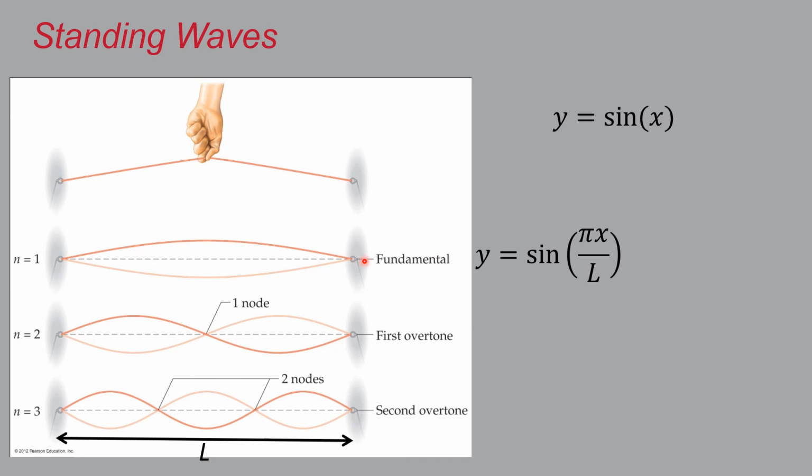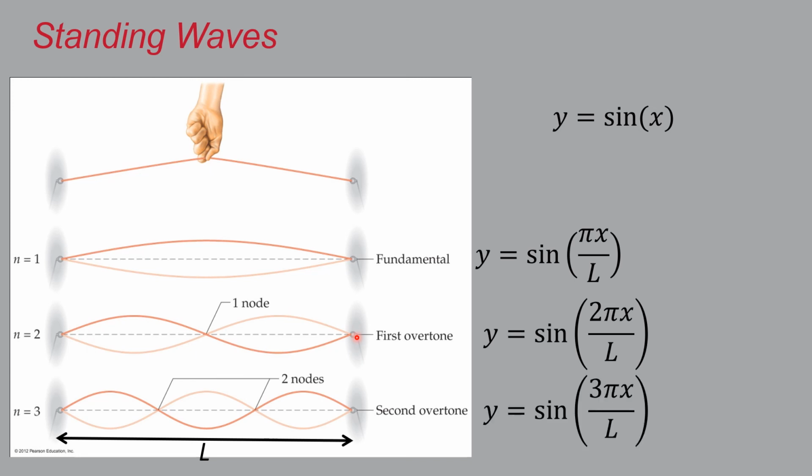Now the second function, labeled as the first overtone, or n equals 2, is y equals sine of 2 times pi times x over L. And this factor of 2 in here will make sure that you get 2 half wavelengths, or a full wavelength. And last but not least, I'm sure you can guess what's coming here: the function to describe the second overtone, or the n equals 3 vibration, is simply y equals sine 3 times pi times x over L.